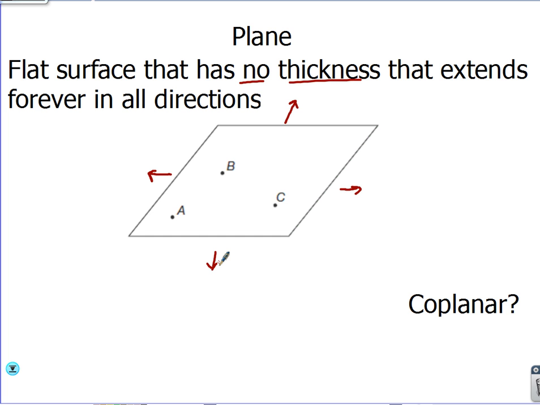A good representation of a plane, I guess, would be a floor. But the only problem with that, well, number one, floors have thickness. And they kind of stop, don't they? If I took this floor and extended it forever in all directions, it would be a plane. If I took the walls, okay, no thickness, extended it forever in 4 different directions, it would be a plane.